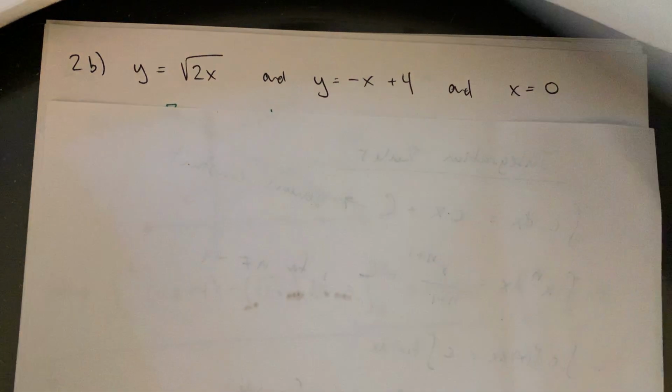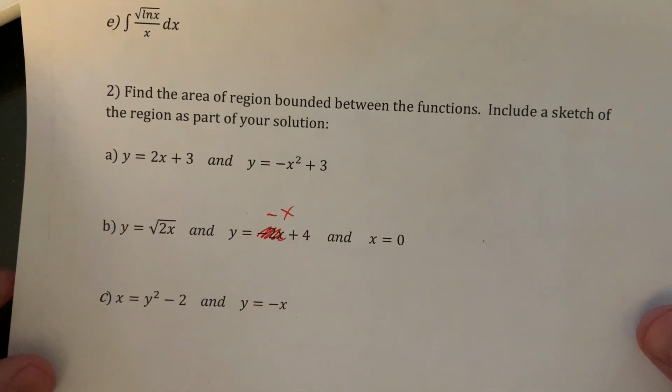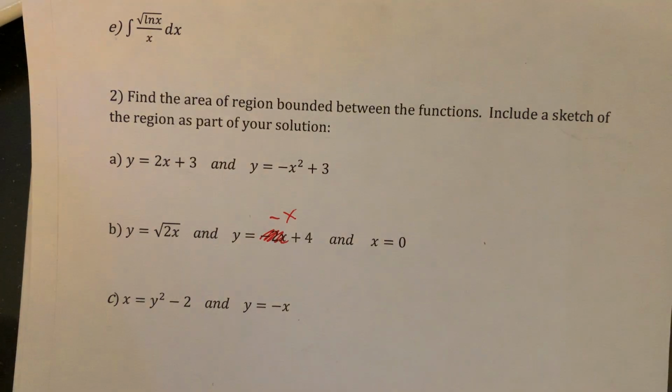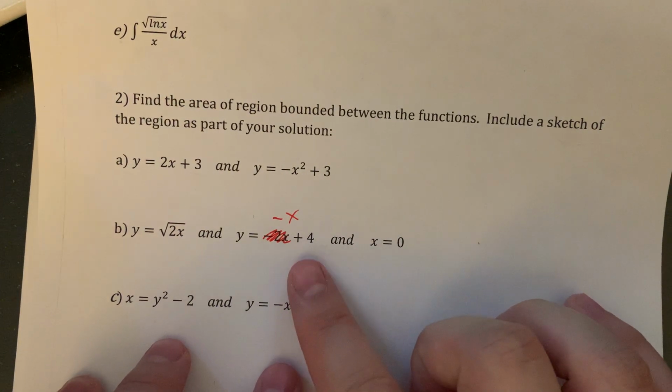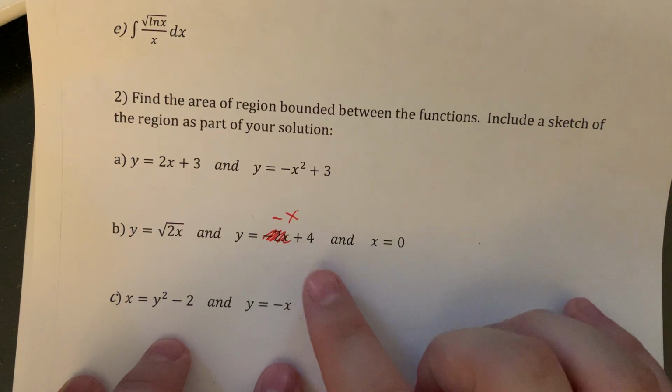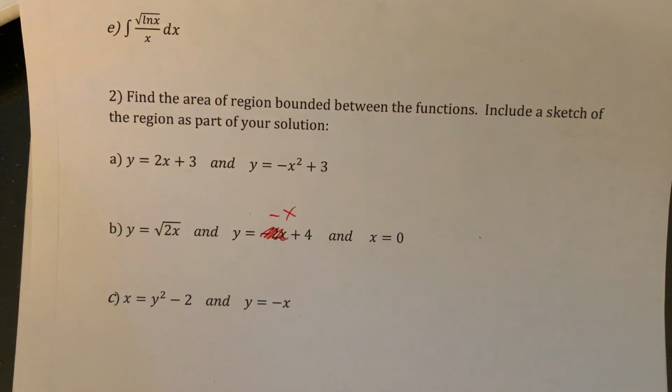All right, we've got two more left from the quiz. I started these a couple times in between. One, I found an error on 2b. This second equation should be y equals negative x plus 4. It's written as negative 2x.